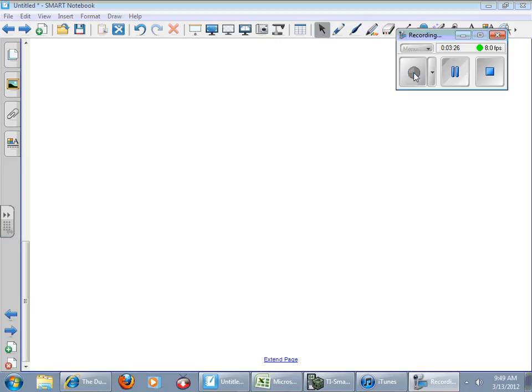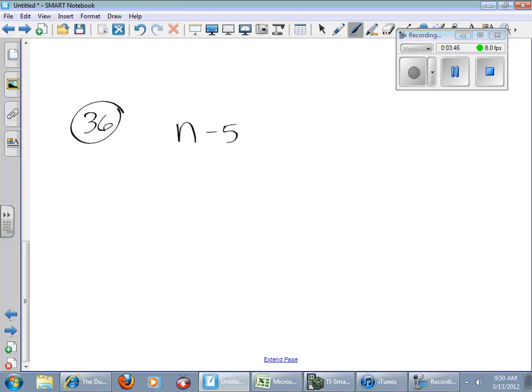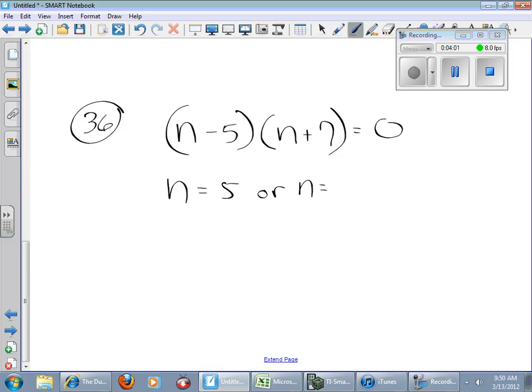Problem 36 from your packet, I'm on 7-9, solving equations by factoring, 293. Problem number 36 says the product of a certain negative number decreased by 5 and the same number increased by 7 is 0. Well, the certain negative number is just n. You don't make it negative n, like I've said only about 10 times now. All right, well, I solve these for n. I can get n equals 5 or n equals negative 7.